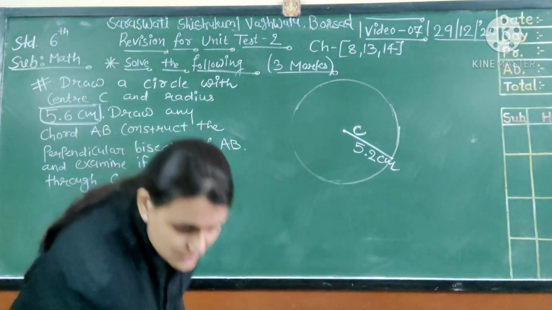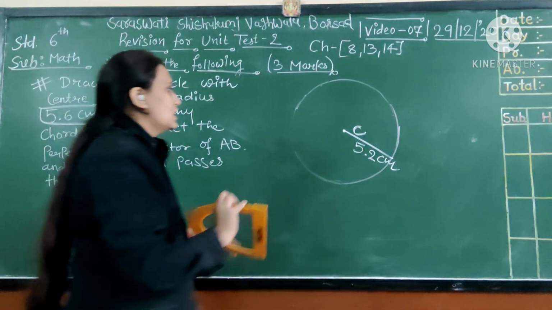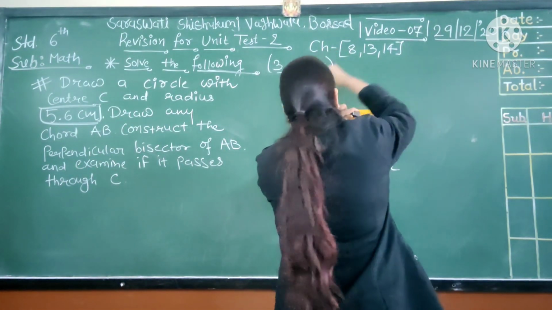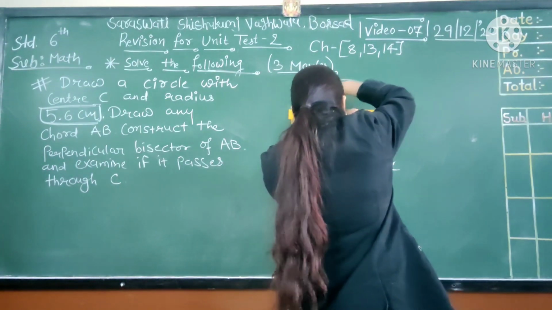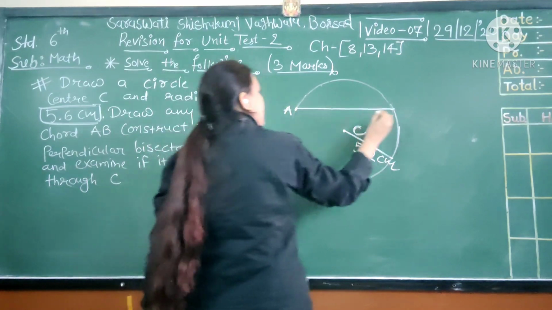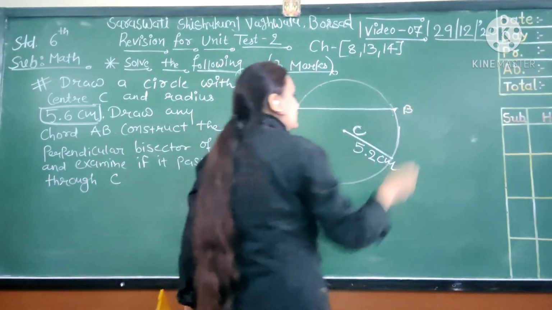A chord that doesn't pass through the center. So here we have to draw one chord. Let us draw one chord here. So this is your chord AB. Here the names are A and B.